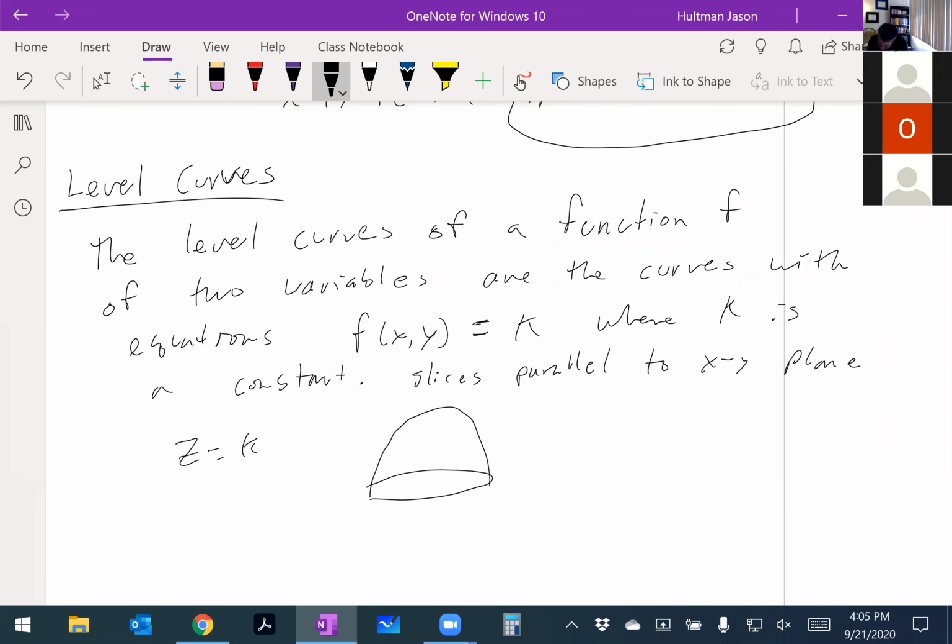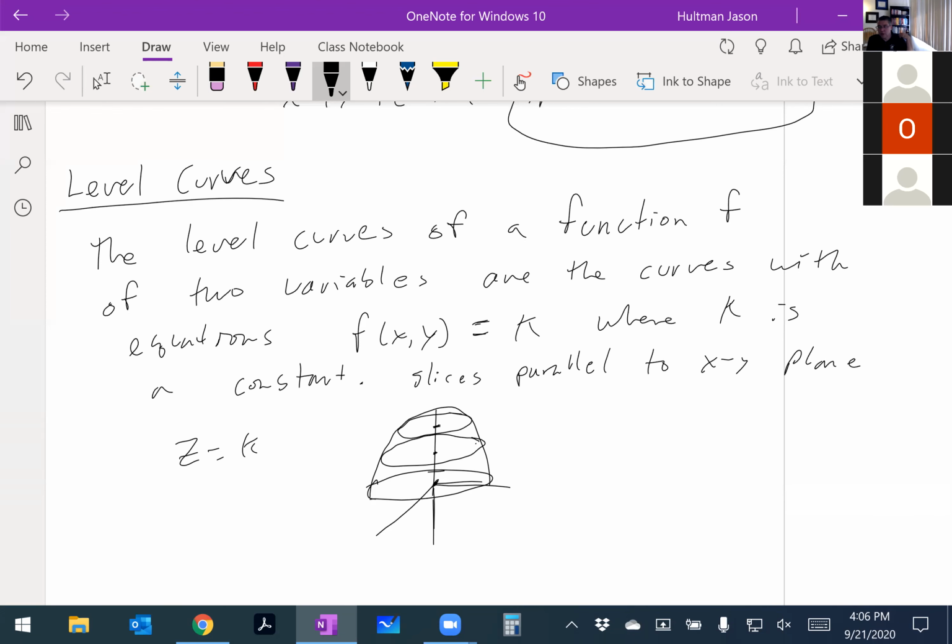Here's my dome, right? And so what would be my level curves? Well, for any z value, positive or negative, I would have a level curve at that z value. So in the case of a sphere, these level curves would all be circles.